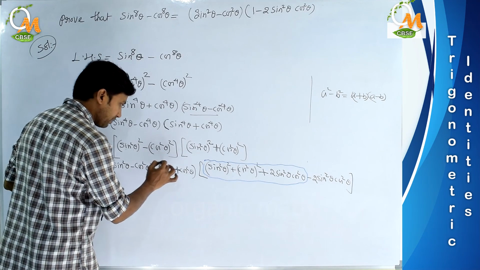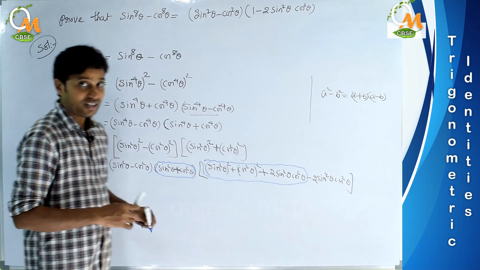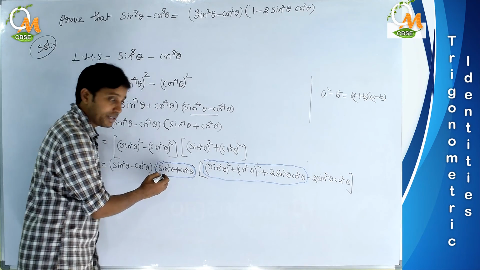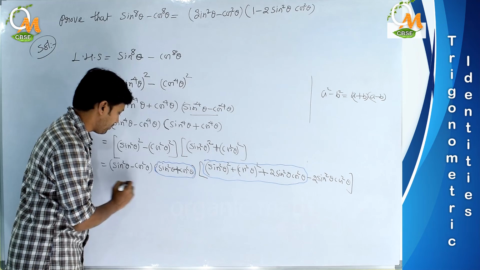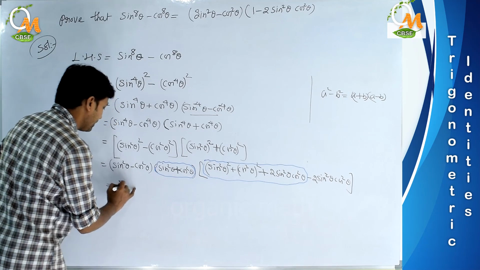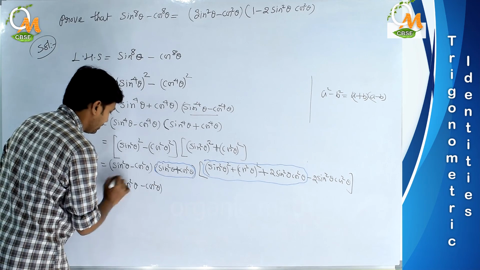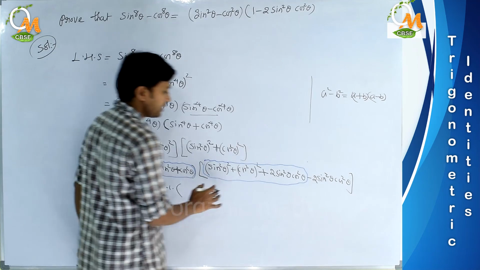and here you can observe this one, sin square theta plus cos square theta. Is it not an identity of trigonometry? Yes, it's an identity of trigonometry and the value of it would be 1. So you can substitute 1 here. So what is that? Sine square theta minus cos square theta into 1 into, now just see this here.